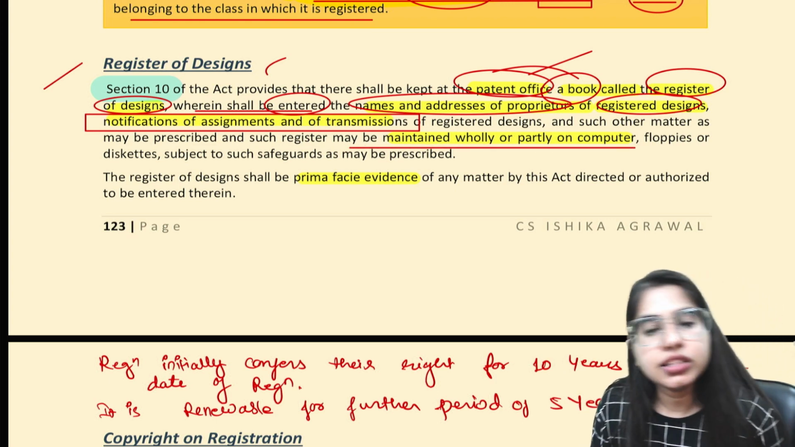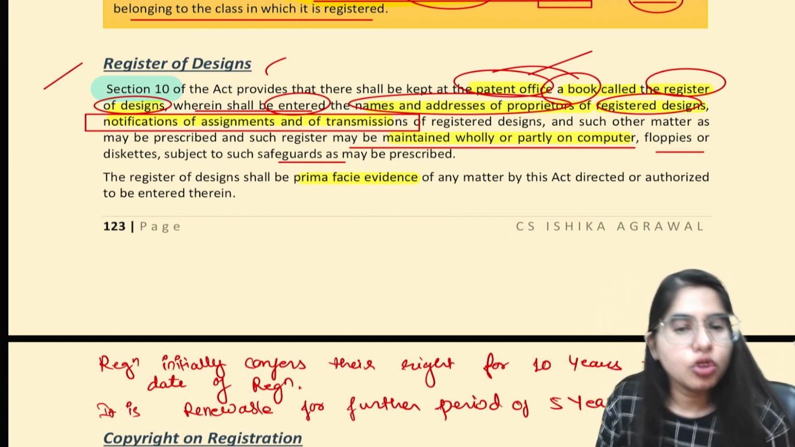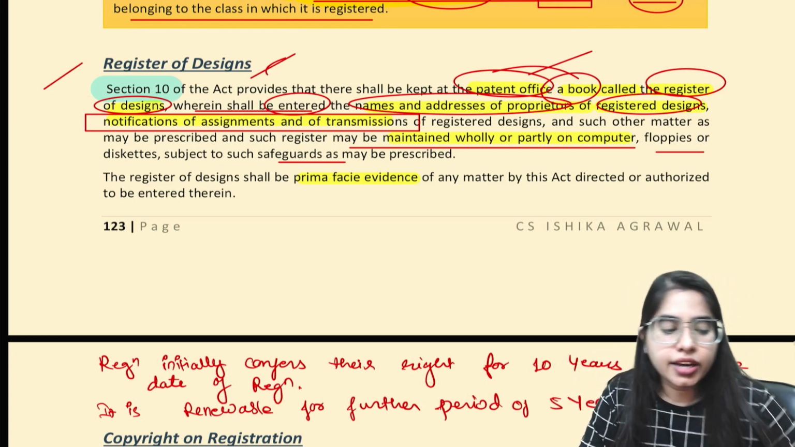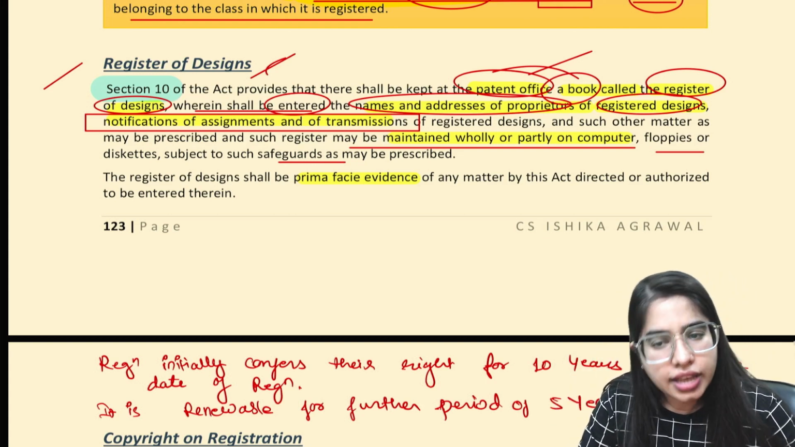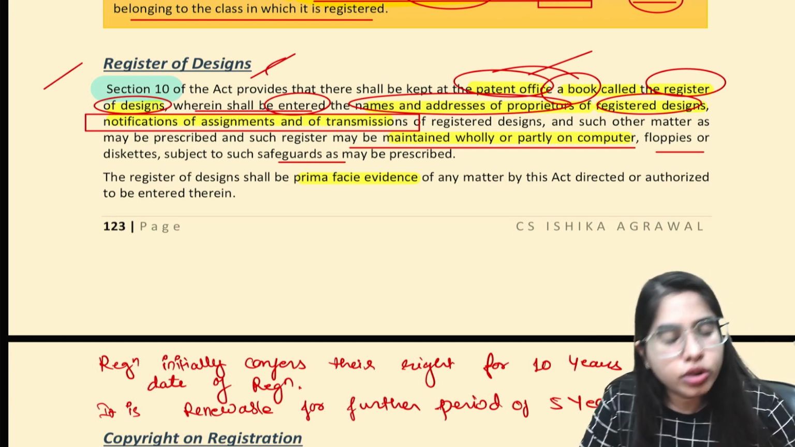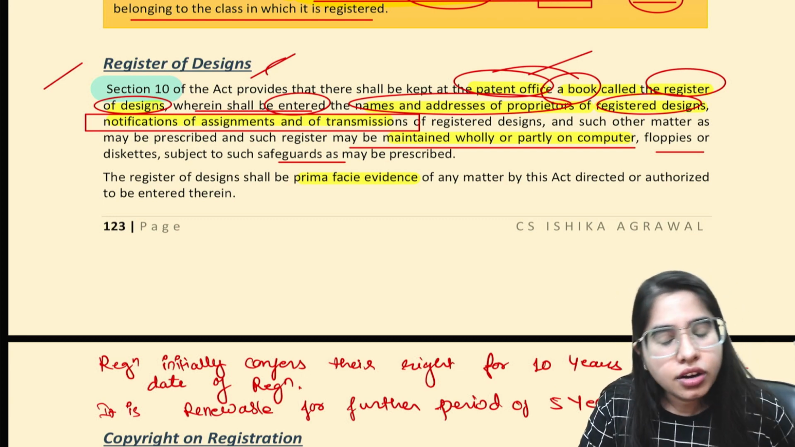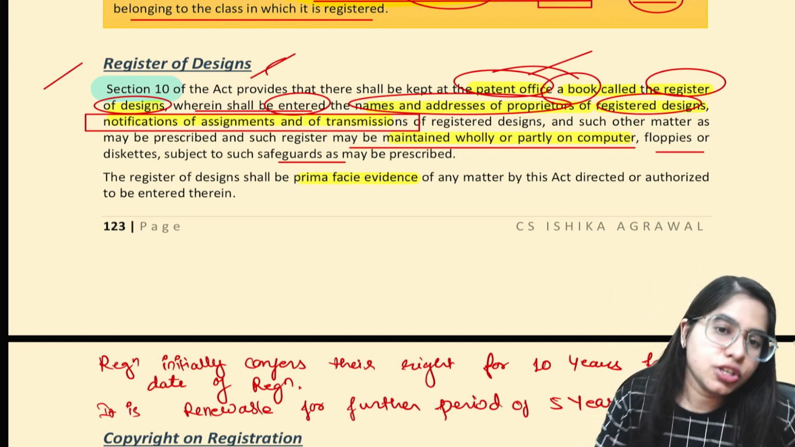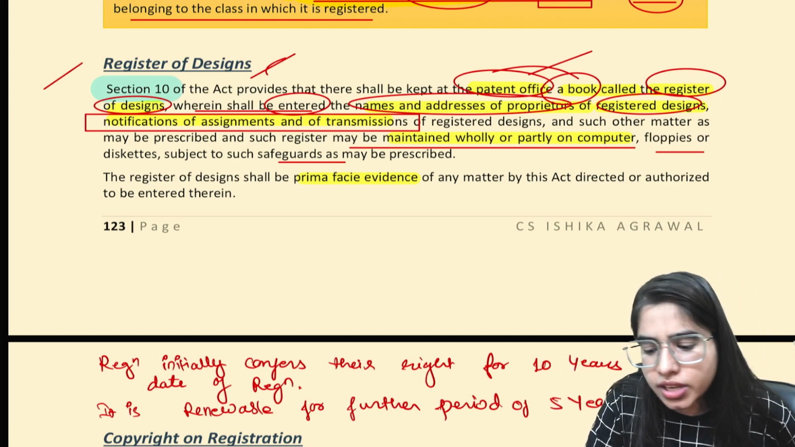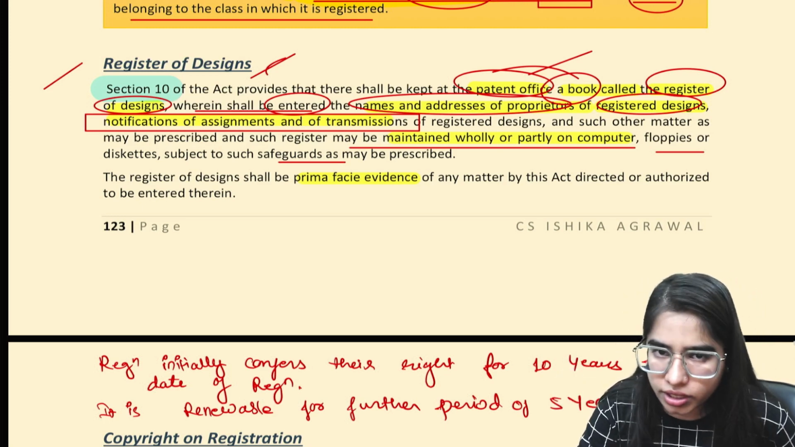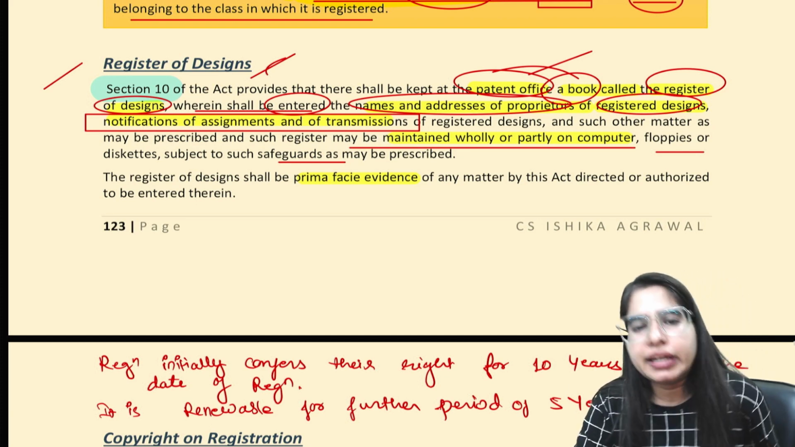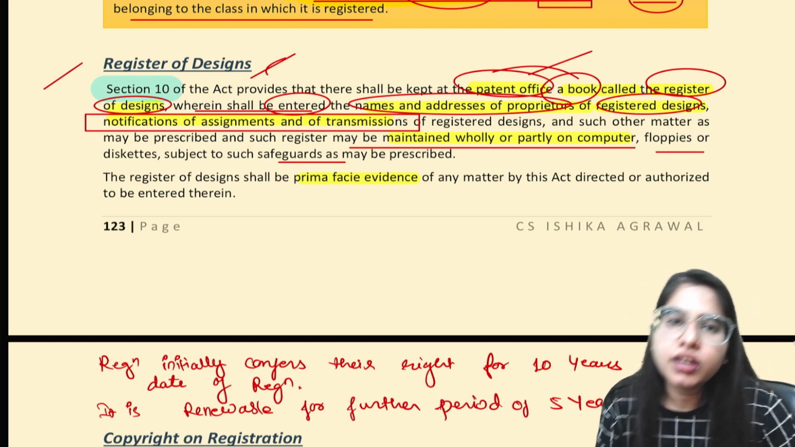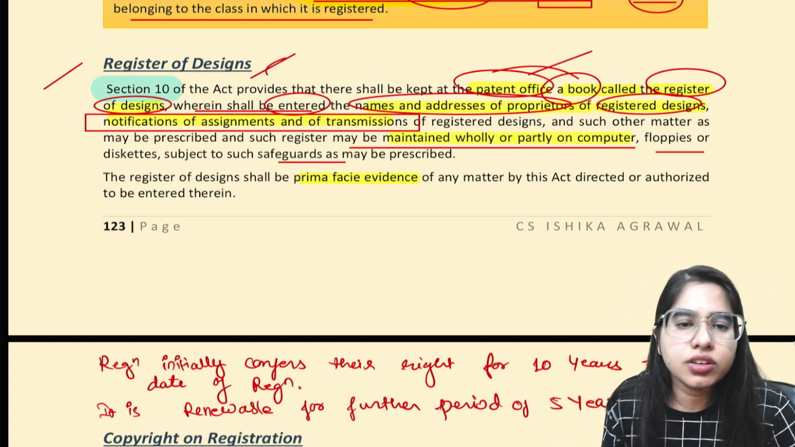And that can be maintained either in computer, floppies, or physical also. Meaning that design register you can maintain either physically or electronically, and mostly all these registers are maintained electronically only, available on the Indian IPR website. You can inspect also. So mostly the government maintains this online only, मतलब computer में only, physical कौन maintain करेगा? Yes, most of the registers nowadays are maintained by government online only, computer के through only, मतलब digitally only.